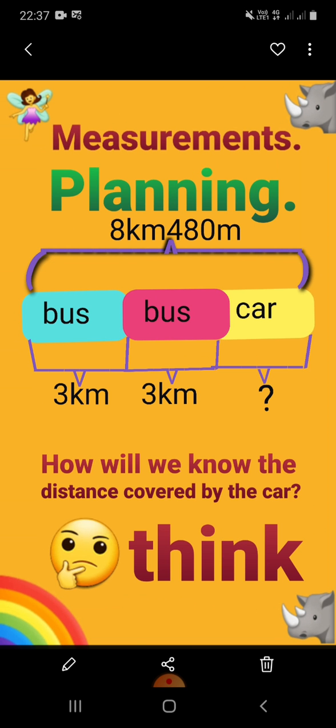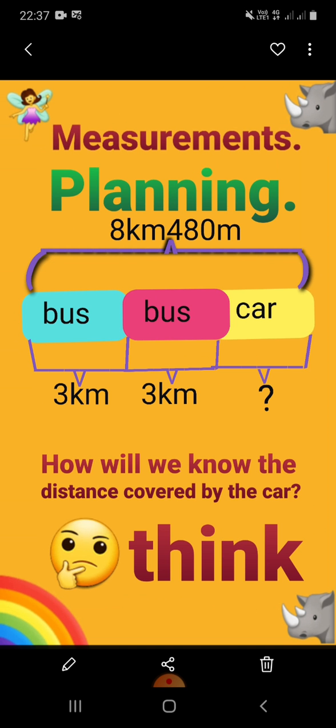Okay, how much distance is this car travelling, because we know the blue bus is travelling 3 km and the pink bus is also travelling 3 km. Children, the total distance we also know, that is 8 km 480 meter. 2 parts we know here. The third part we have to find out, right?